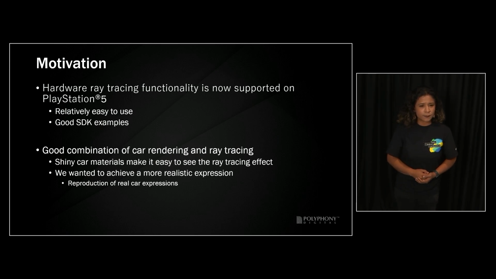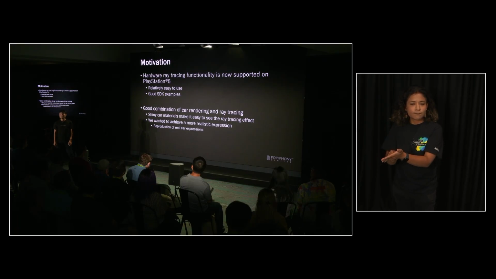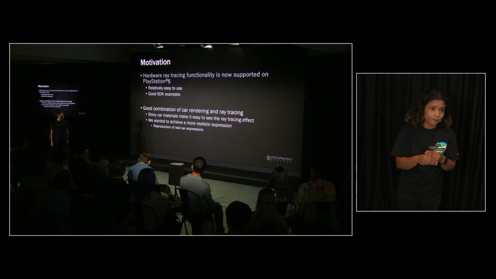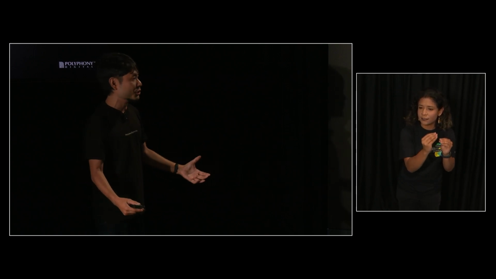The effect of accurate reflections, which is one of the strengths of ray tracing, is especially easy to see on shiny materials like cars. In addition, real cars are designed to include reflections, so it was necessary to support accurate reflections to accurately reproduce the real car.